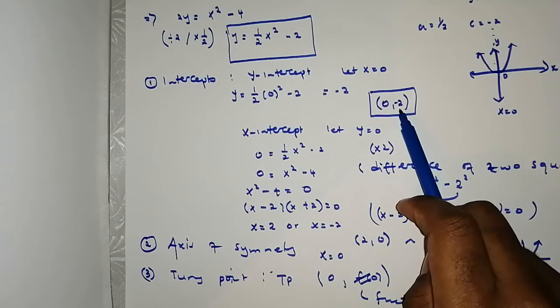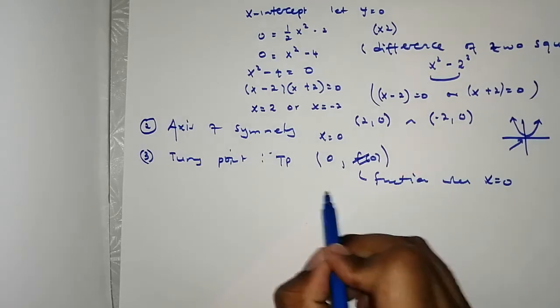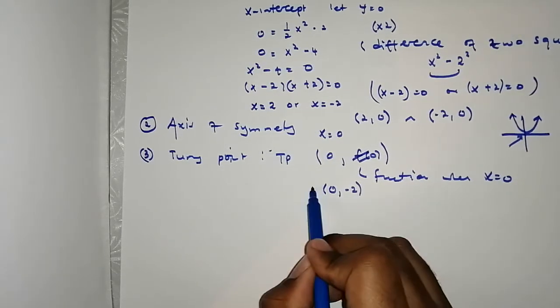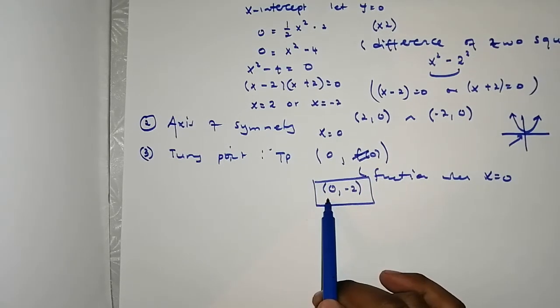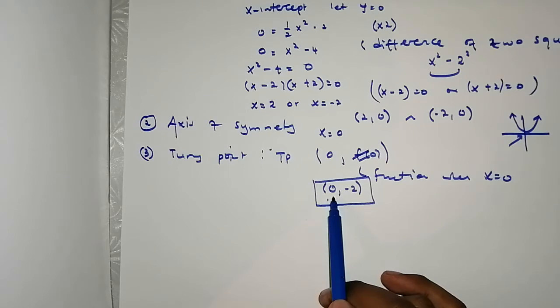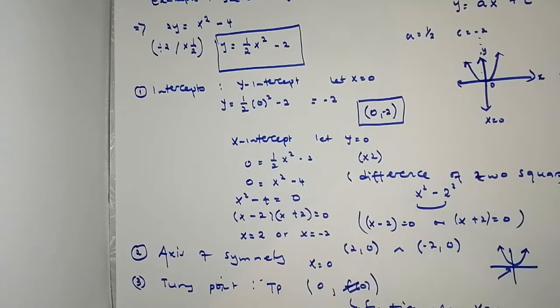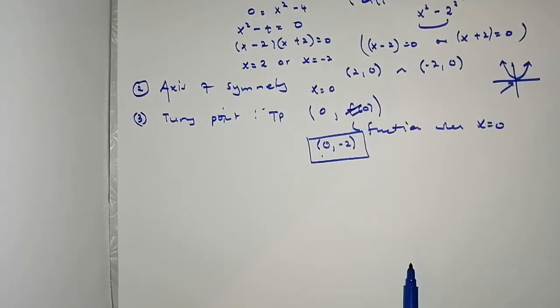That is it. This is going to be the turning point, 0 and negative 2. So it's going to be 0 and negative 2. That is the turning point. It was 0 because of the axis of symmetry, and then after we inserted 0 in our function, we were able to find that y is equal to negative 2. So that is where our graph will turn.